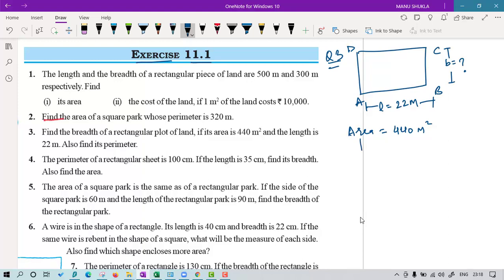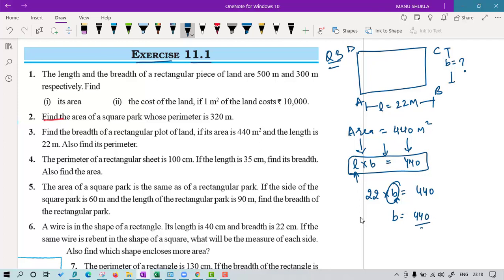We know we can replace this area by the formula l into b. Then we have an equal to sign. Then we have the value 440 meter square. So we have our equation. In this equation we know the value of l, that is 22, into b is equal to 440. So now only one variable is unknown. We will isolate it on the left hand side and the answer will be 440 divided by 22, which is 20. So the breadth is 20 meters.